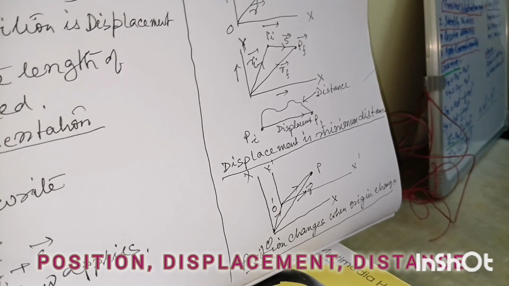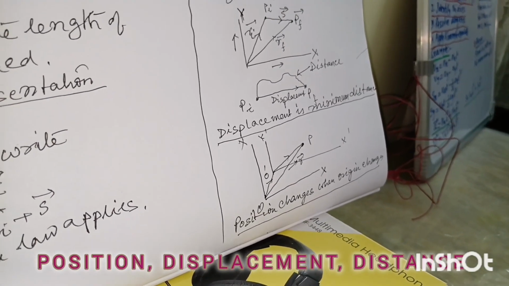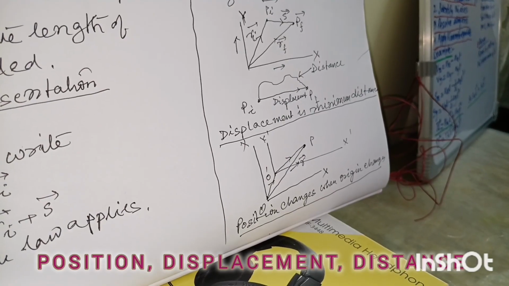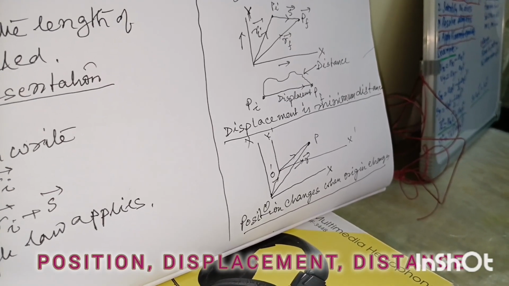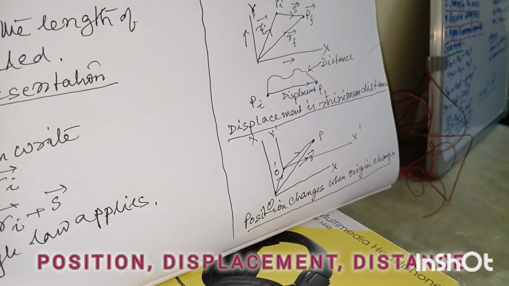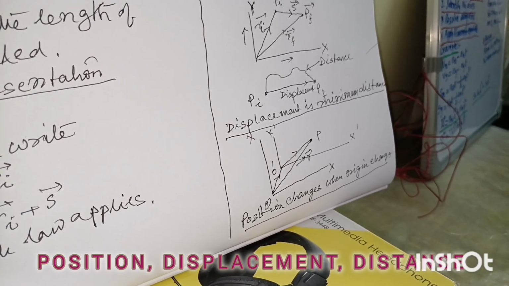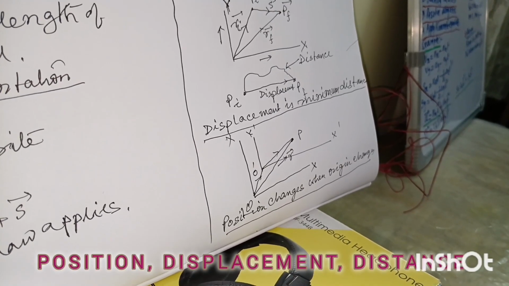Now, position can change in a different manner also. Suppose we change the origin. The origin is changed from O to O dash. Then earlier the position vector was OP. Now the position vector becomes O dash P. That means position changes when the origin changes also.